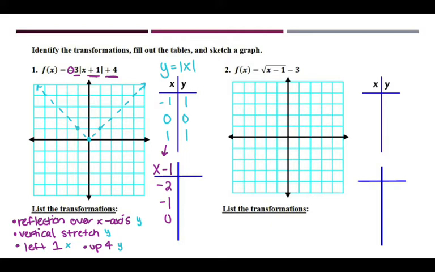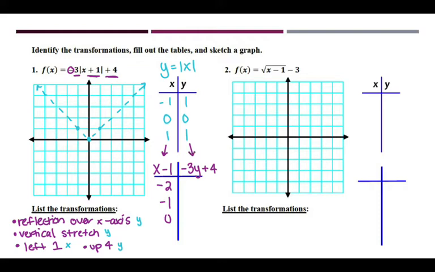For my y coordinates, I have 3 things going on. I have a reflection over the x-axis, a vertical stretch of 3, and I am moving up 4. Your reflection and your vertical stretch or shrink will tell us what to multiply y by, and moving up or down will tell us what to add or subtract from y. Since my vertical stretch is 3 with the reflection, that means I'm taking my y coordinates and multiplying them by -3, as well as adding 4 since I need to move my points up 4 units.